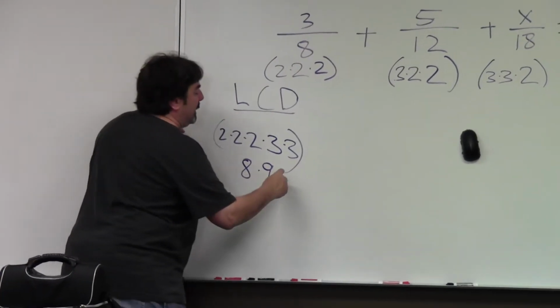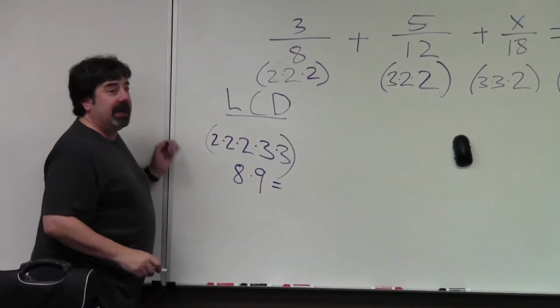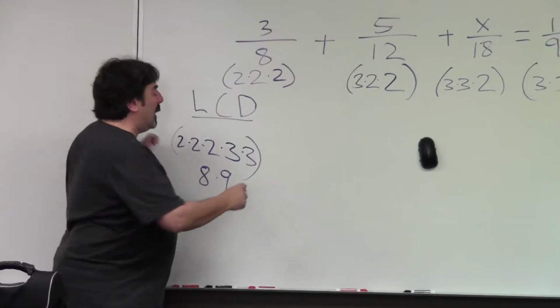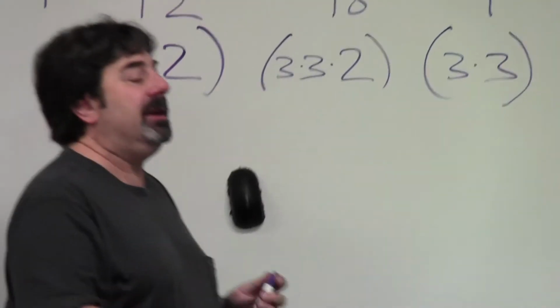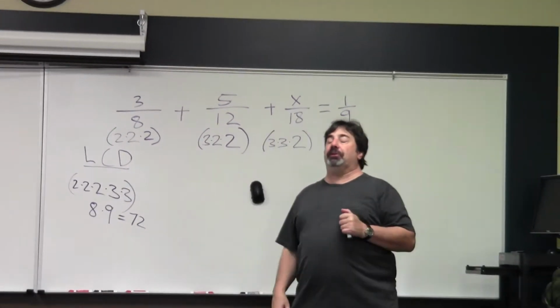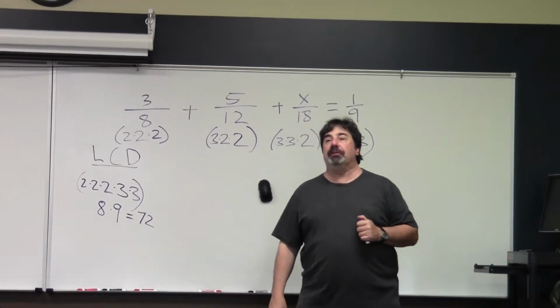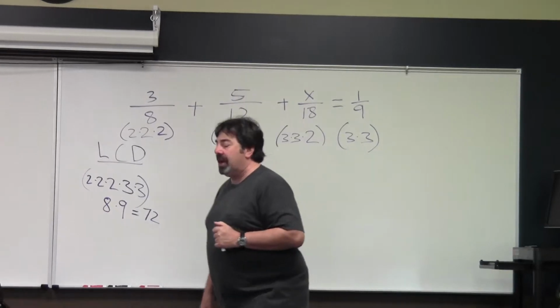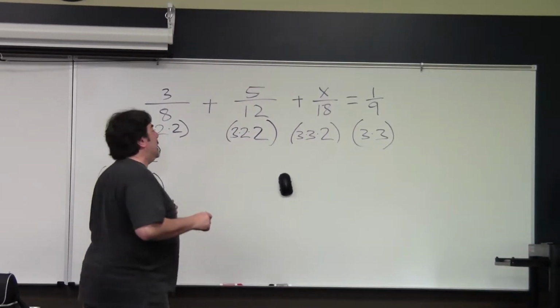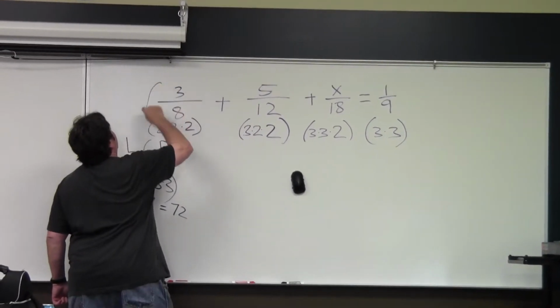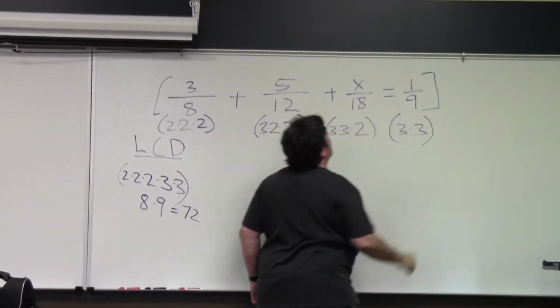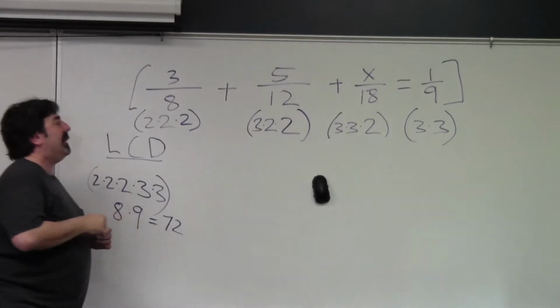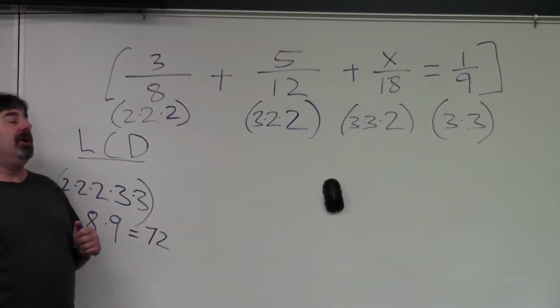If we multiply these two numbers together, we get 72. So our lowest common denominator for adding or subtracting these fractions for this specific problem will be 72. That means we have to have 72 in each denominator if we were going to add or subtract. But in this problem, we're not looking to add or subtract, we're actually looking to solve for x.